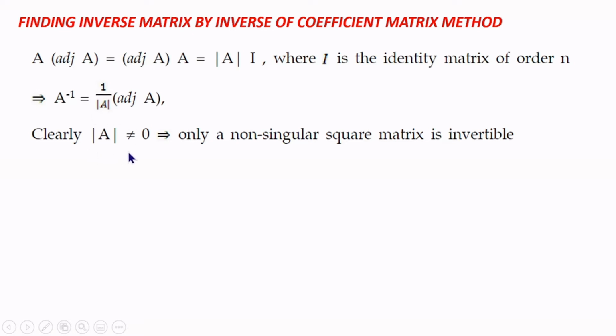Or we say determinant of A is not equal to 0, it means the matrix is non-singular. So a matrix is invertible if and only if A is non-singular. So clearly determinant of A not equal to 0 implies only a non-singular square matrix is invertible. We will be able to find the inverse only when A is non-singular. If determinant of A is equal to 0, then it is singular and we will not be able to find the value of A inverse.